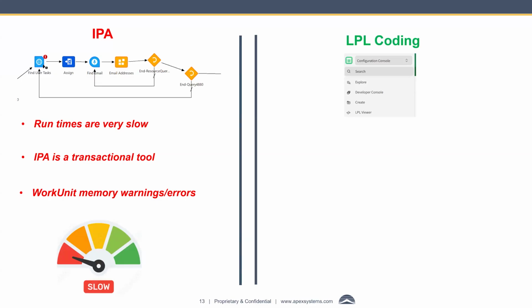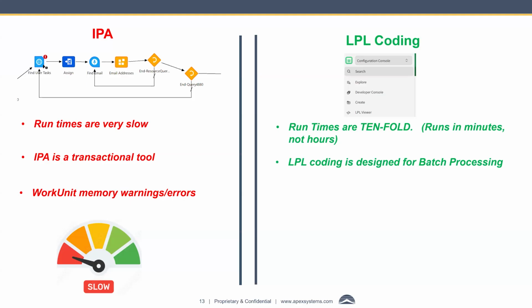But now let's take a look at this LPL coding methodology. First of all, the run times are tenfold faster. So anything that in IPA might have taken hours to run would run in minutes in terms of batch processing, in terms of speed and efficiency in which this data is extracted. And the reason for that is LPL coding. All the applications in Landmark are written in configuration console LPL basis. That is the language in which this Landmark technology is based, and it is actually designed for large batch processing.